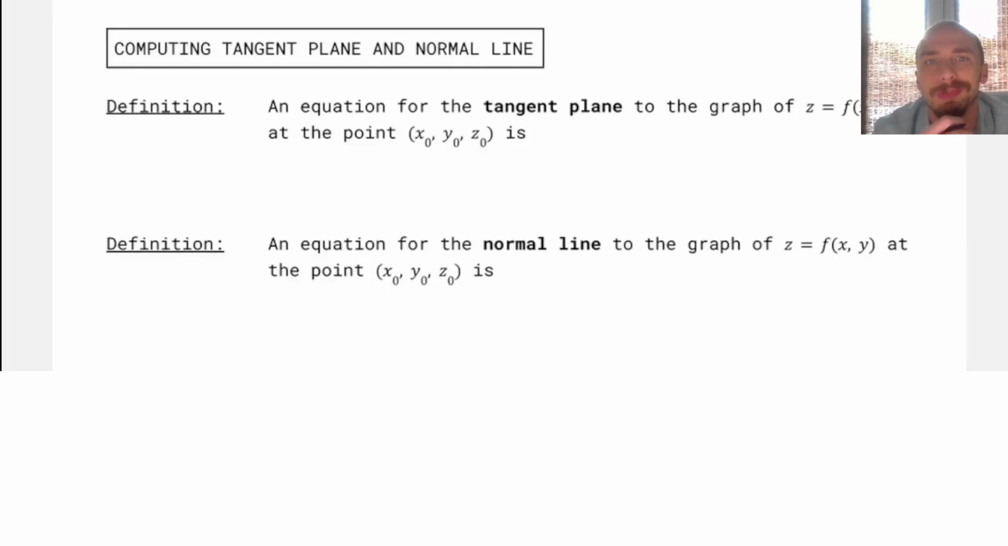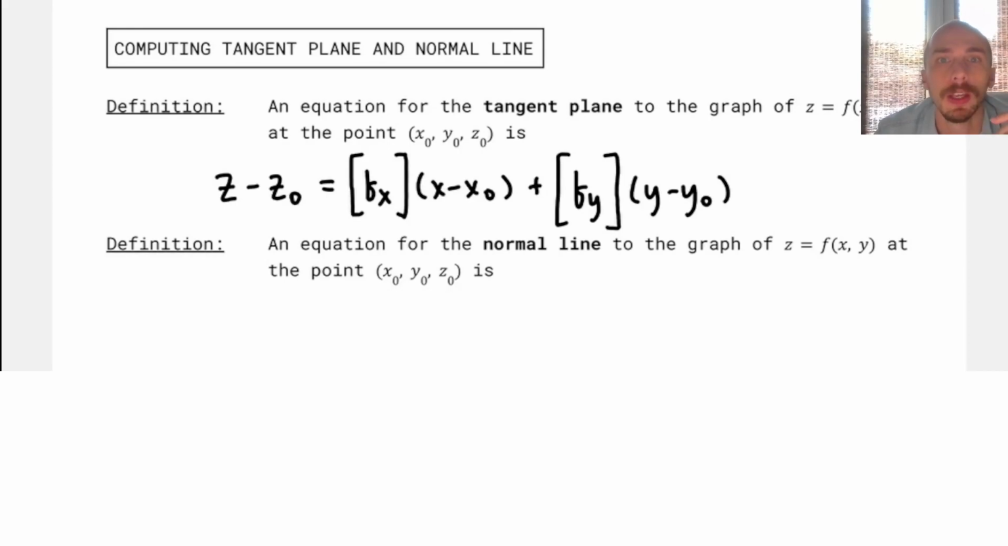Now I'm just going to give you the formulas for the tangent plane and the normal line to the graph of z equals f of x and y. So the equation for the tangent plane is going to be z minus z0 is fx times (x minus x0), and by fx, I do mean the partial derivative evaluated at the point where x equals x0 and y equals y0. So those numbers are constants, not functions of x, y, or both.